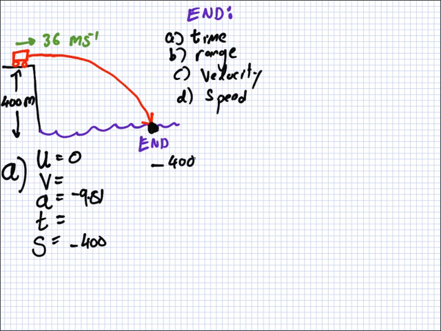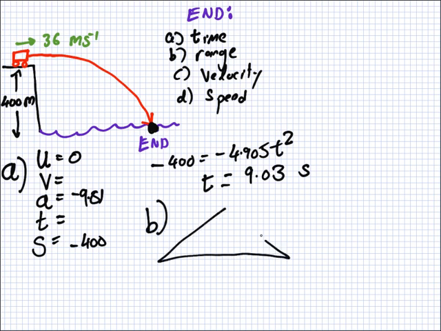S equals ut plus a half a t squared. So what's the t? That's 9.03 seconds. Okay, B, what's the range?